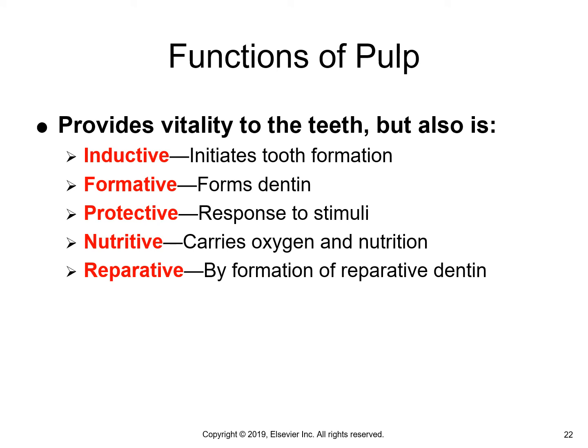The functions of the pulp. First of all, it gives the tooth vitality. But it's also important in initiating tooth formation, so this is the inductive function. It also forms dentin because of the odontoblasts located there, so it is formative in nature as well. It is protective in that it responds to stimuli with the sensation of pain. It is nutritive because it carries oxygen and nutrition to the tooth, and it is also reparative due to the formation of reparative dentin.